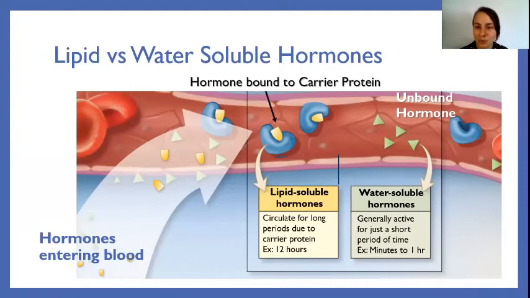Now, the unbound ones that are water-soluble, they are going to quickly be filtered out of the blood by the kidneys, for example. The kidneys are able to filter out very tiny small particles, so these water-soluble hormones that dissolve into the water quickly can get filtered out by the body. They may only stay in there for a minute to an hour. Whereas the lipid-soluble ones, they're going to remain in the body much longer, circulating over and over through the bloodstream. So it depends on what the purpose of that hormone is.